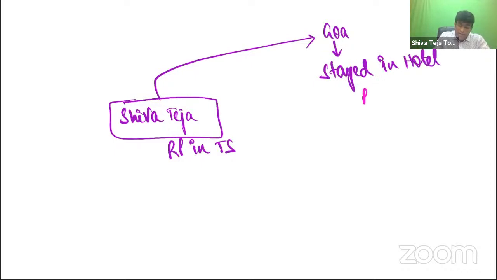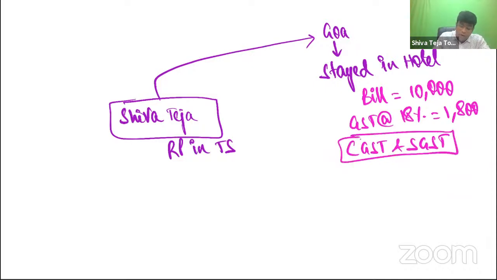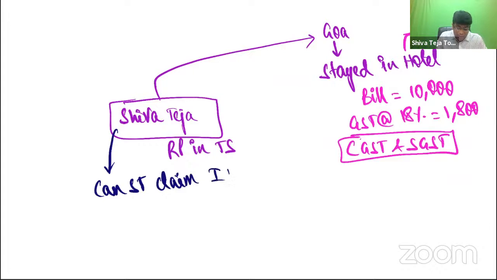And what has happened is the bill has worked out to 10,000 and GST at 18%, 1,800. And the hotel has charged me CGST and SGST. In Goa, I stayed in a hotel which is a registered person in Goa. And hotel charged me what? CGST and SGST. Now my question is, can Shiva Teja claim input tax credit?